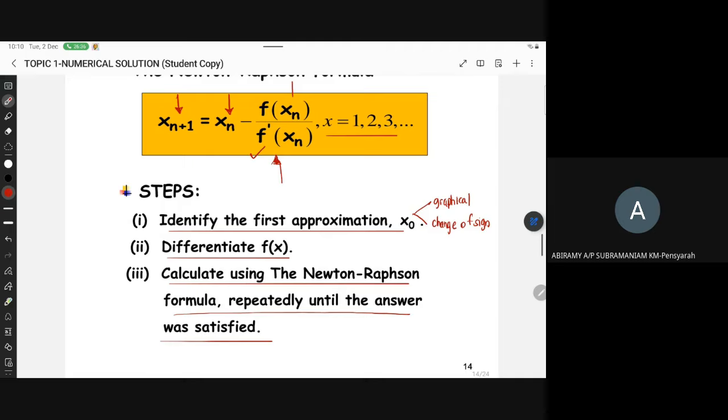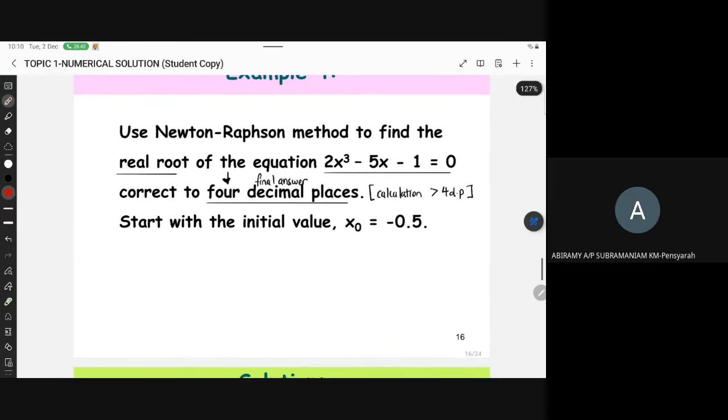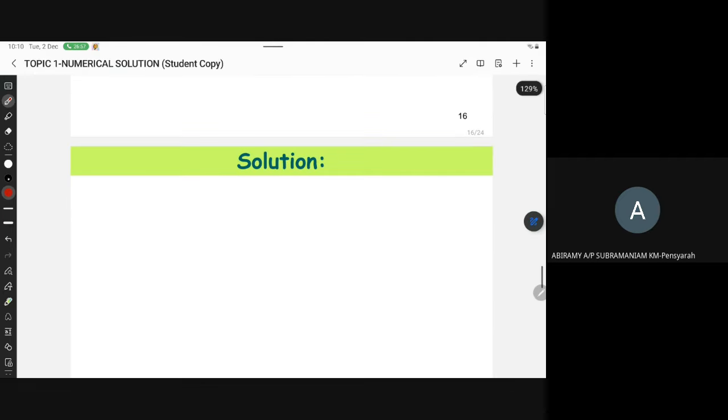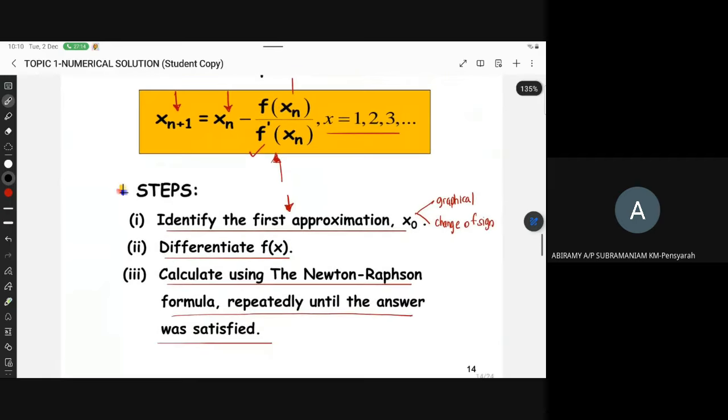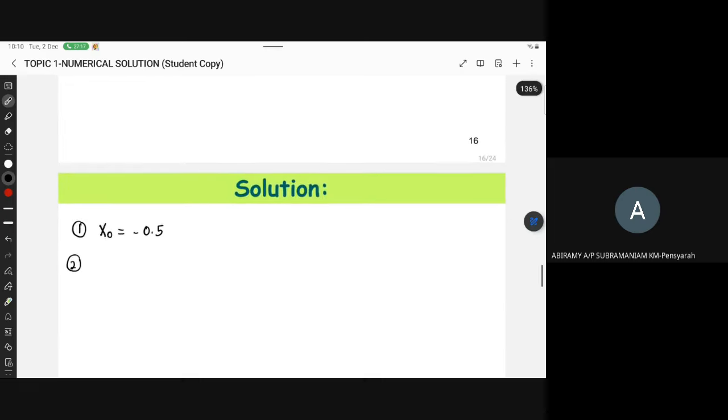The first step is to identify the first approximation. For some questions, the first approximation is given. For example 4 here, they have given us the first approximation: start with the initial value x naught equals negative 0.5. So that is our step 1, to identify the first approximation. x naught is negative 0.5. Now step 2, the suggestion from the lecture notes is to differentiate f(x).